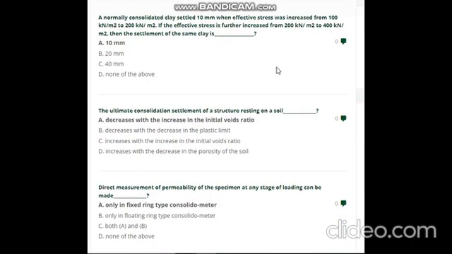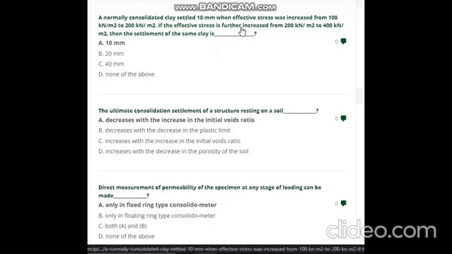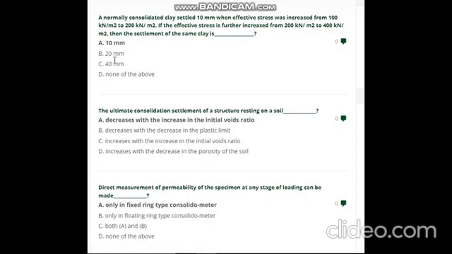A normally consolidated clay settled 10 mm when effective stress was increased from 100 kN per meter square to 200 kN per meter square. If the effective stress is further increased from 200 kN per meter square to 400 kN per meter square, then the settlement of the same clay is 10 mm.